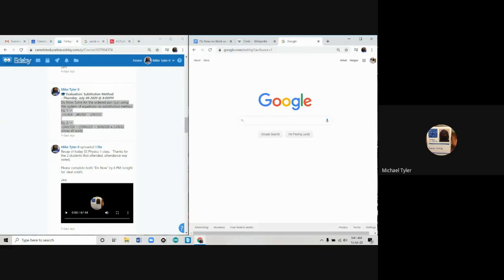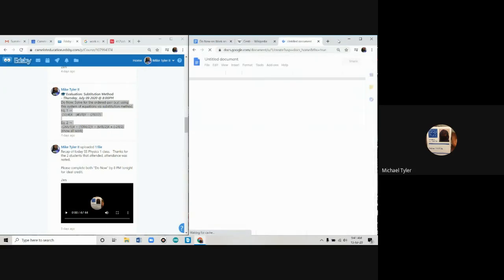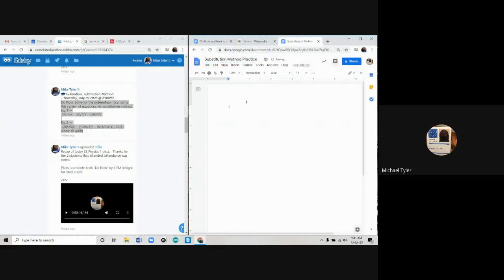I've got to go through Camelot and open a new document. All right, and we're going to call this substitution. You're doing the substitution method practice. Right, so I named the document so I can find it later. You might want to get in the habit of doing that, because once you get all that work done, you don't want to get lost in your computer somewhere.